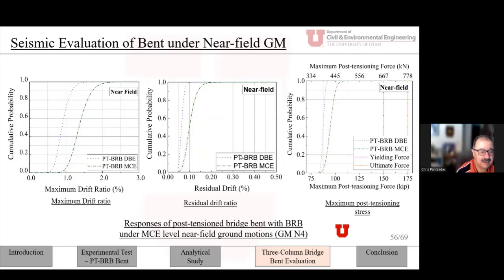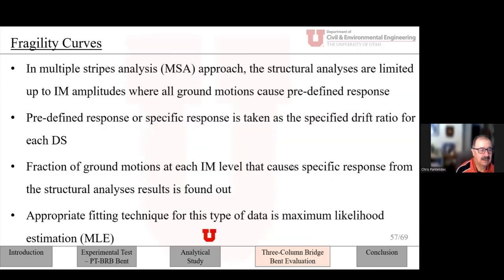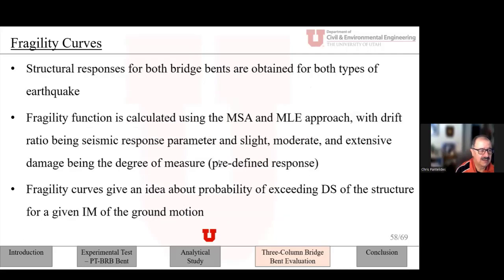So these fragility curves give an idea of how much we're going to be damaged, but I think the damage was actually acceptable in the event of a maximum credible earthquake level even, both for near field and far field motion. The post-tensioning force stayed well under yield, and we had pretty minimal response, both for near field and far field earthquakes. So I want to close it because I see there are some questions here. Give some time for questions.